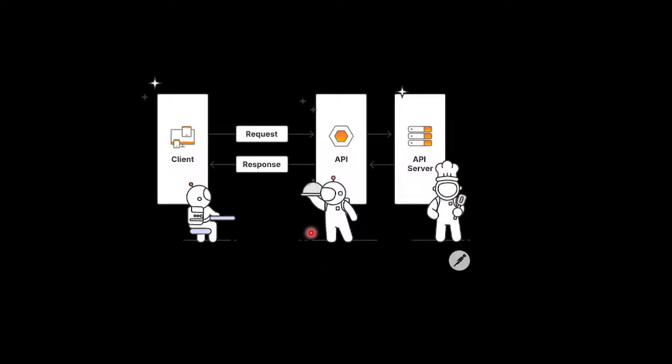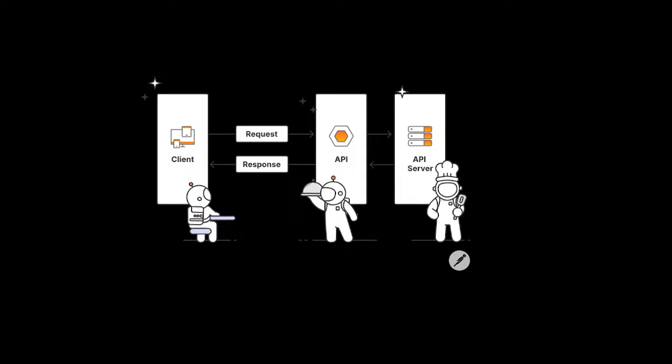This is the best diagram to explain the API concept. There is a client here and there is an API here. The client requests the API, and that API requests the API server and asks for some data. On the basis of that request, the API server responds, and then the API responds to the client. So this is basically a request-response cycle. We're going to the next slide.